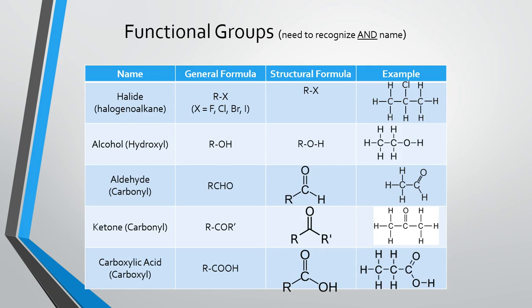Okay, so the first one would be 2-chloropropane. The next one would be ethanol. Now, I don't actually have to say ethan-1-ol, because no matter where I put the hydroxyl group, I'm automatically going to make that carbon 1. So I can just say ethanol here. The next is ethanal. And again, remember, I don't need a number for aldehydes.